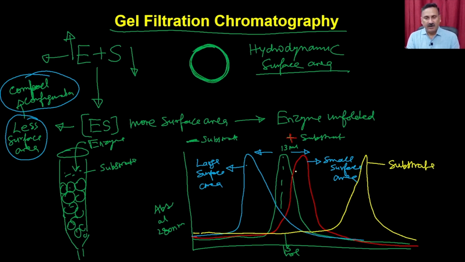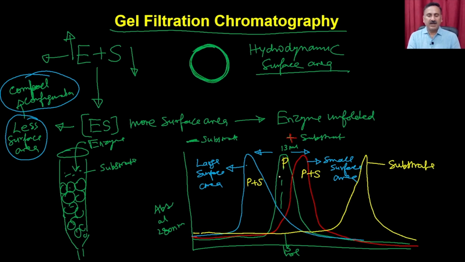So if I recall again, you are going to first run the protein. So this is the protein. This is the protein plus substrate. This is also protein plus substrate. It can go in either direction. If the structure is going to be compact, it will go in this direction. If the structure will be less compact, or I will say will acquire a larger surface area, then it will go in this direction.